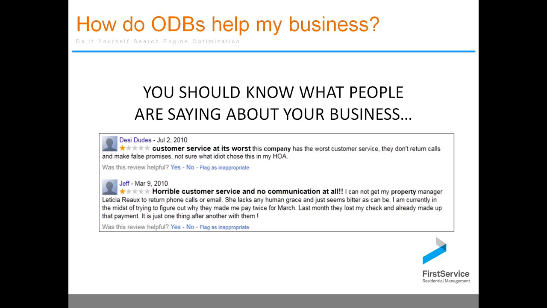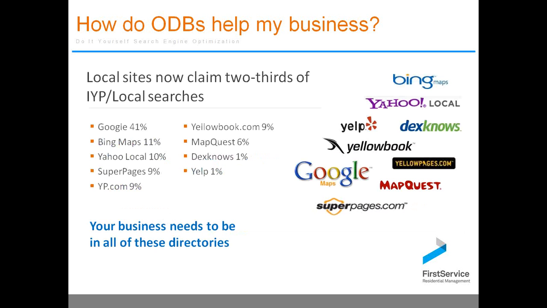This type of stuff is very common, especially in service-based industries like ours. So it's incredibly important to monitor and understand what people are saying in the ratings and reviews that are embedded in these online business directories, and to make sure that you have a standard operating procedure in place to manage that. And again, we'll get into that a little bit deeper, but I wanted to bring that to your attention.